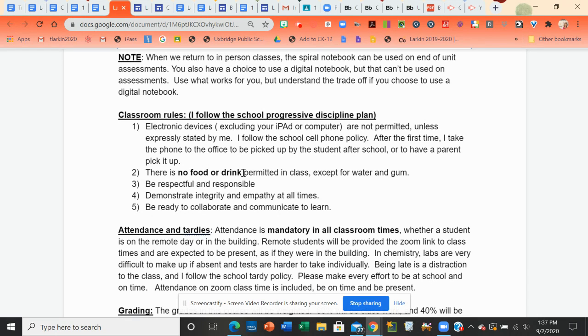We all know there's no food or drink permitted in any science lab. You are allowed to have gum, and you can have water, but not at your desk. You will have to keep it inside your backpack and then move over to the area where there is no laboratory.